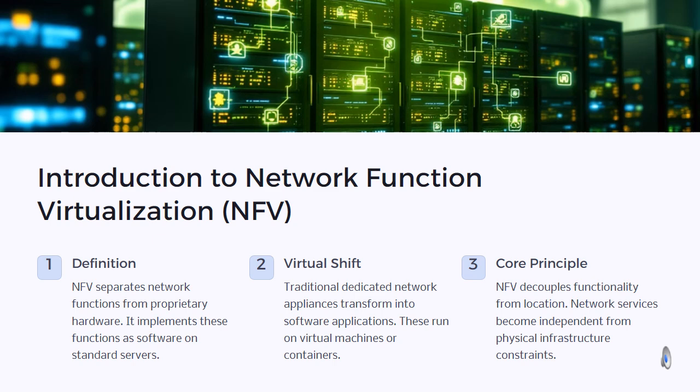This means that instead of purchasing and deploying expensive physical devices for each network function, service providers can now run these functions as virtualized applications on standard servers, making the entire system more agile and cost-effective. Think of it like moving from traditional landline phones to cloud-based communication apps like Zoom or Microsoft Teams. Instead of relying on fixed hardware, the functions are now flexible and software-driven.